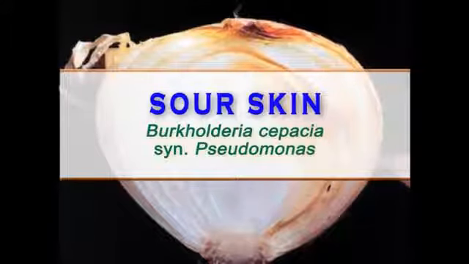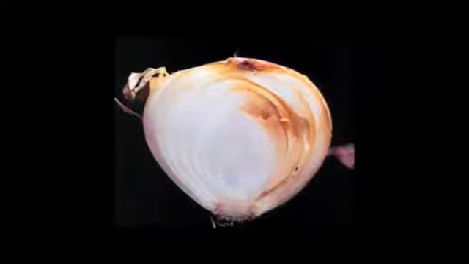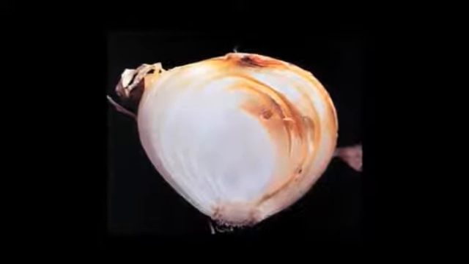Next disease is sour skin, and the causal organism is Burkholderia cepacia. Synonym is Pseudomonas. Sour skin is a scale rot of onion bulbs accelerated by excessive water and nitrogen before harvest, over maturity, wounding, moist condition at harvest, and temperature over 30 degrees centigrade.